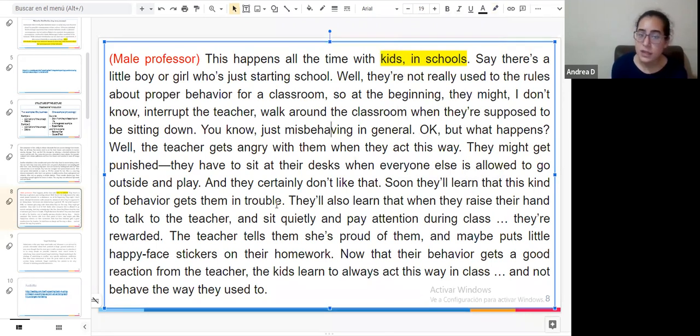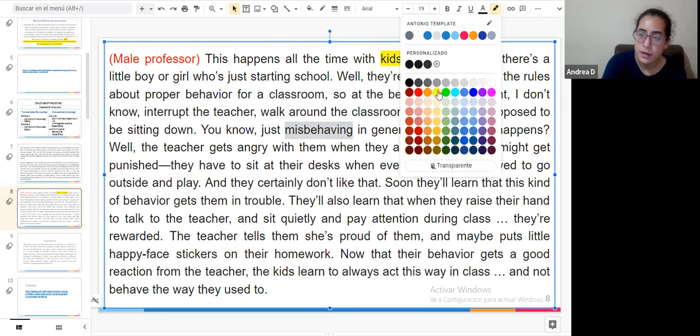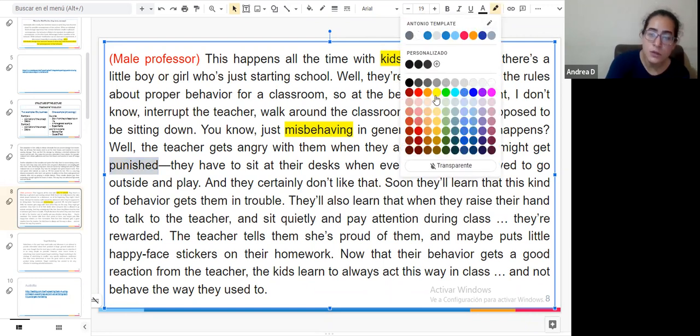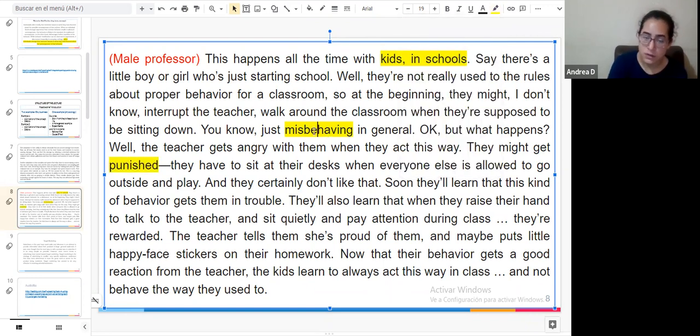So at the beginning, when they are new in school, they may misbehave. So they don't behave like they're supposed to behave. They might do things like walking around the classroom, or they could interrupt the teacher and so on. But what happens then? We have cause effect, right? So they misbehave, and as a result, they get punished by the teacher. So that is the consequence of their first action. First, they misbehaved, that was the behavior, and the result or the consequence is that they get punished.